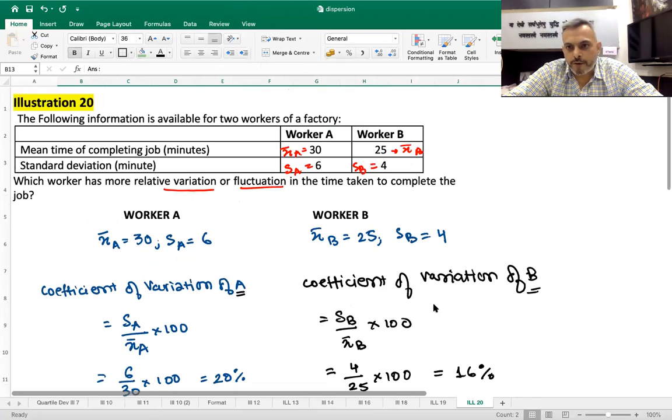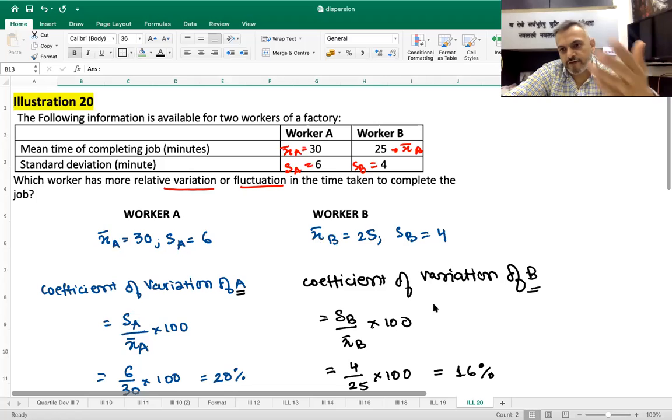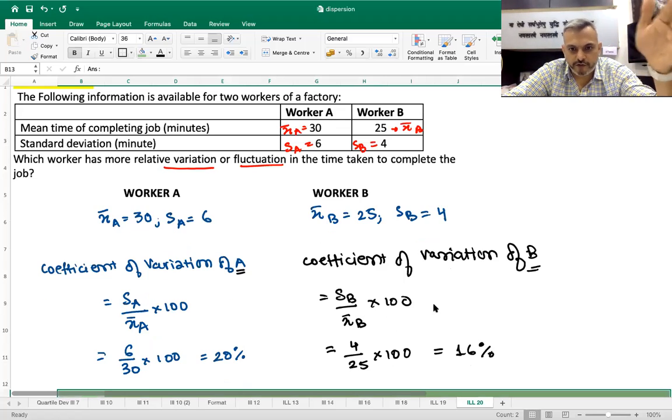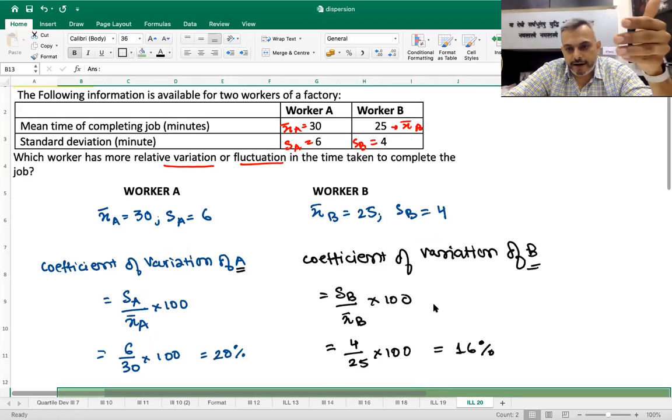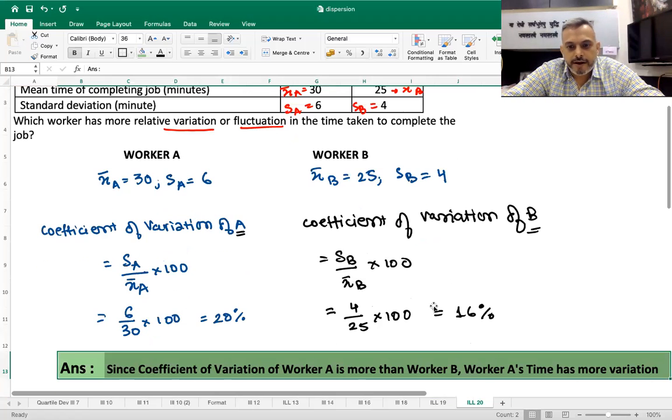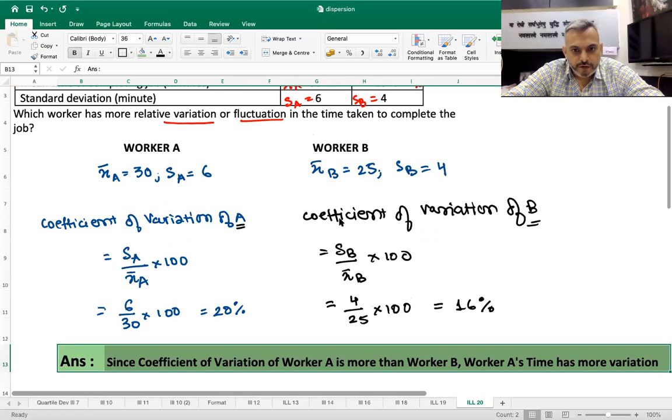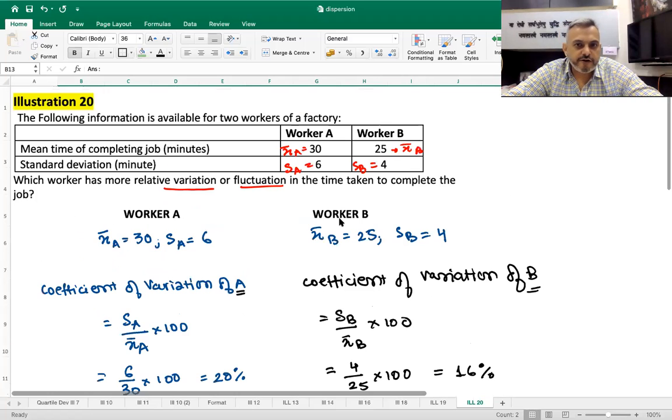So this is how you have to do the sums when every information is given. This can come as a short sum. Everything is given, just apply the formula, analyze and give a reply. So this is how coefficient of variation sums are to be done.